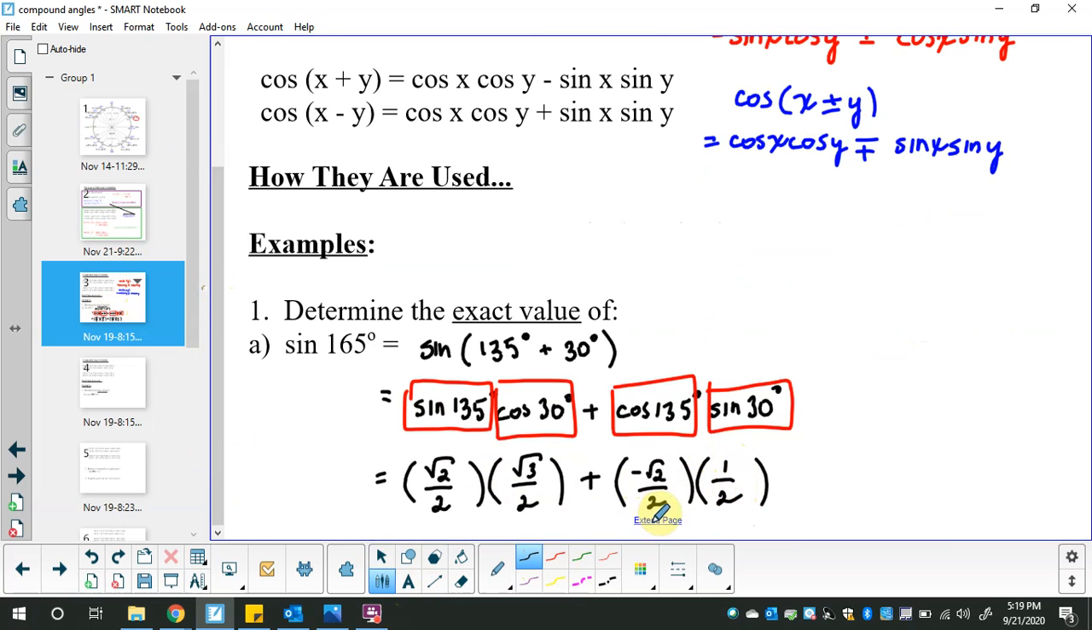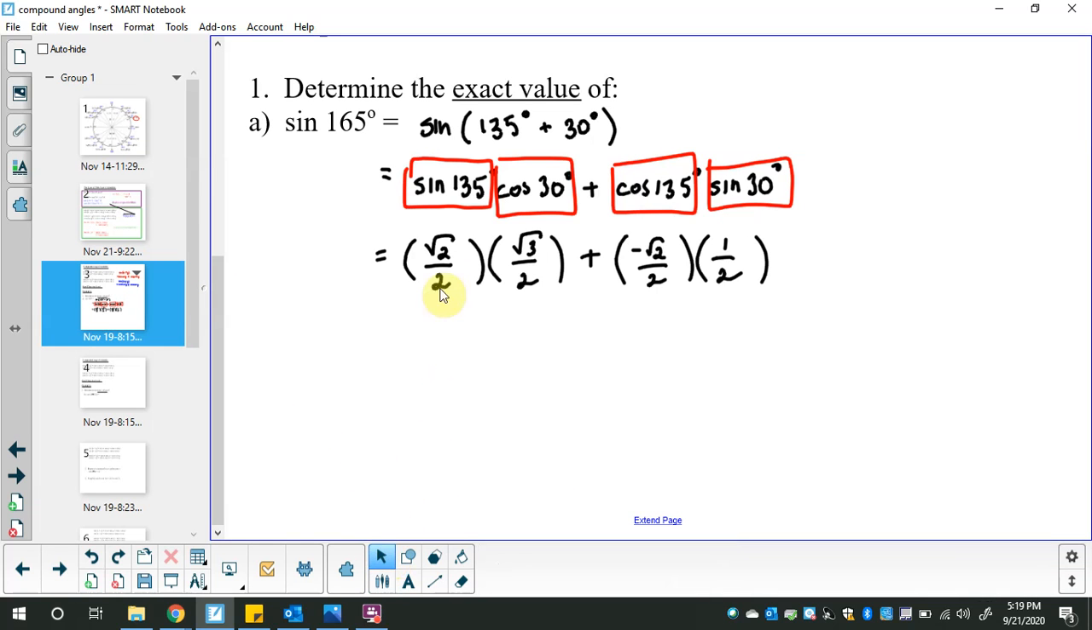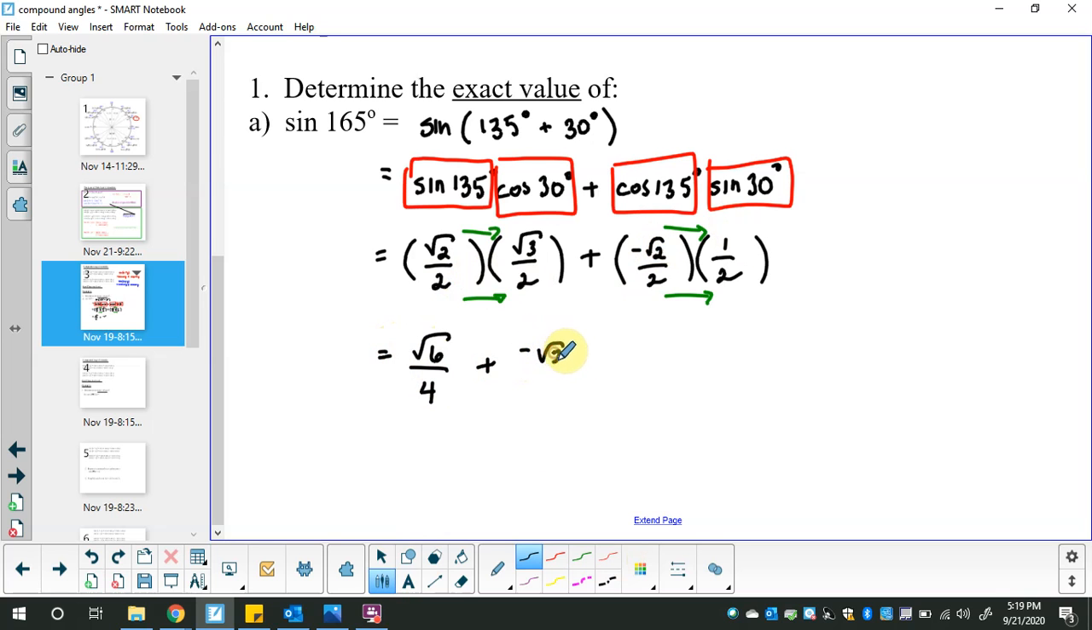So now you need to figure out how to deal with fractions. So a reminder that when you're multiplying fractions, you multiply across the top, you multiply across the bottom. So I can multiply those two and those two. I have to take a break with this plus sign. I multiply those two and those two. So root 2 times root 3 is root 6. 2 times 2 is 4. Plus negative root 2 times 1 is negative root 2. 2 times 2 is 4.